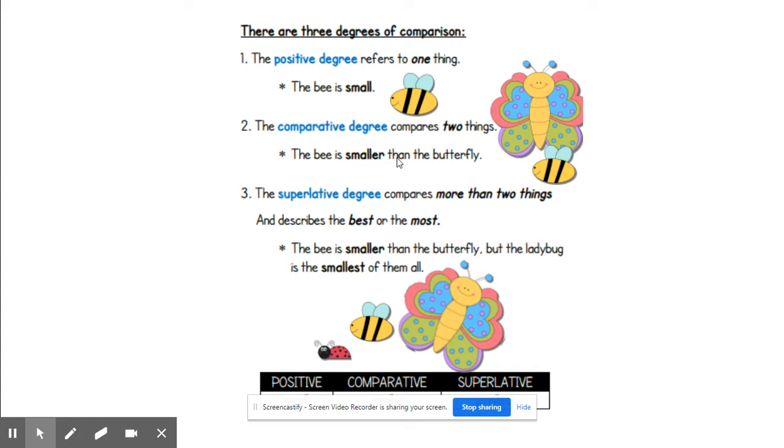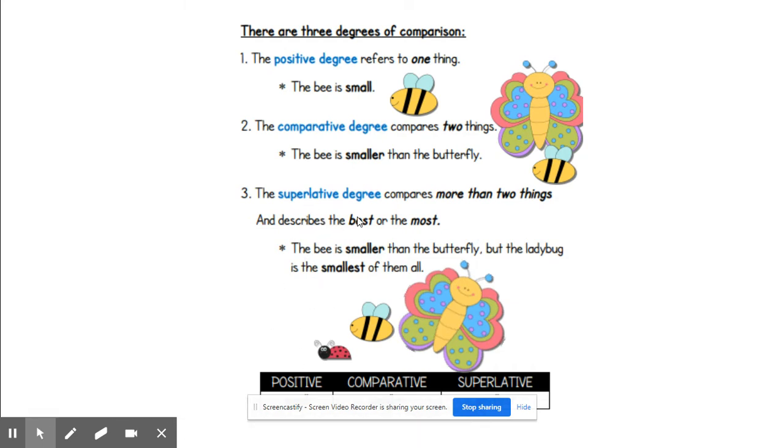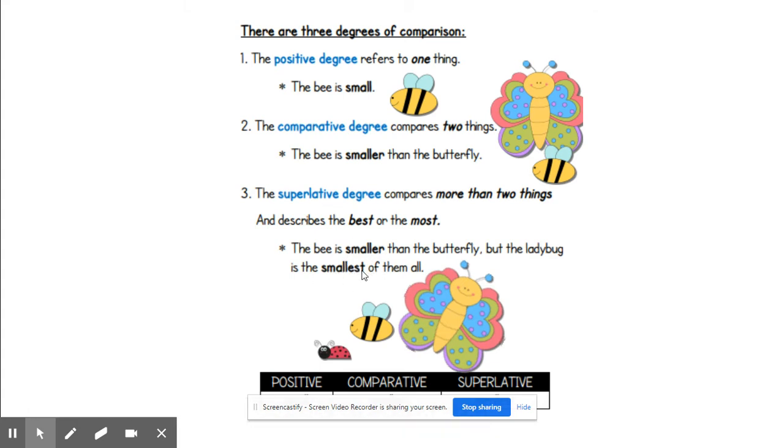The bee is smaller than the butterfly. So we have to know how big the butterfly is and how big the bee is. Okay. And then superlative is when we compare more than two things, right? It's super. So we are figuring out which is the most, which is super, right? We're comparing 3 or more things. So we might describe best or most. The bee is smaller than the butterfly, but the ladybug is the smallest. So smallest would be our superlative comparison.